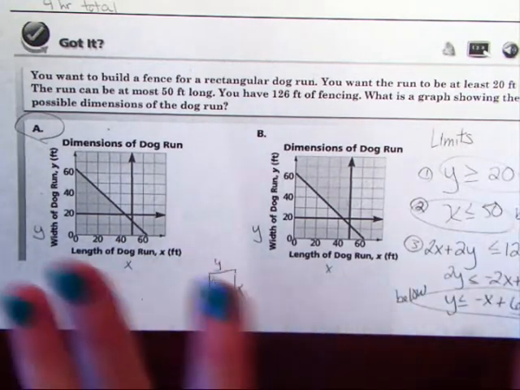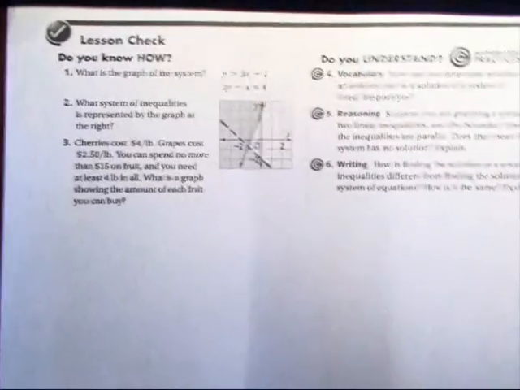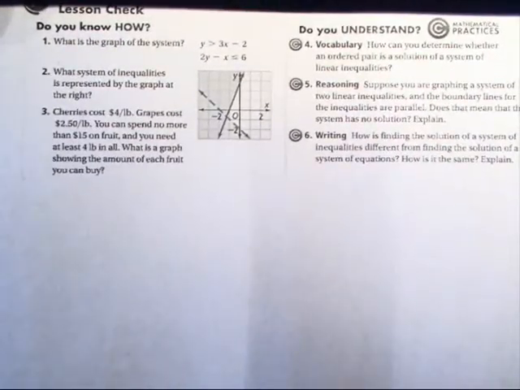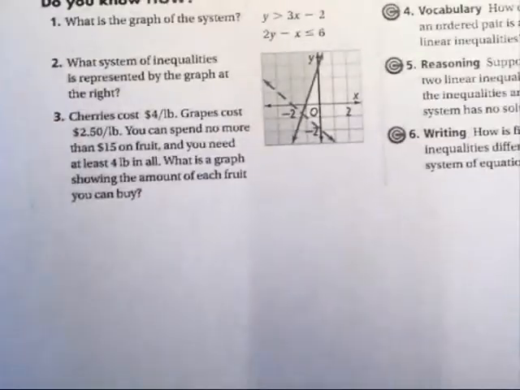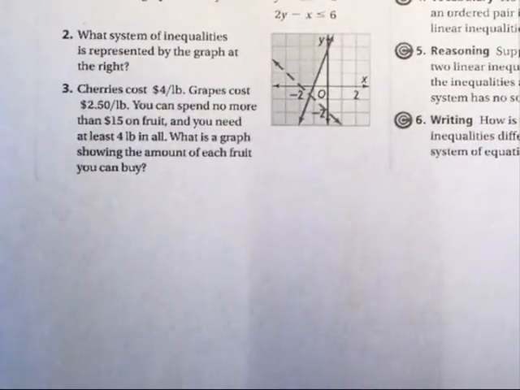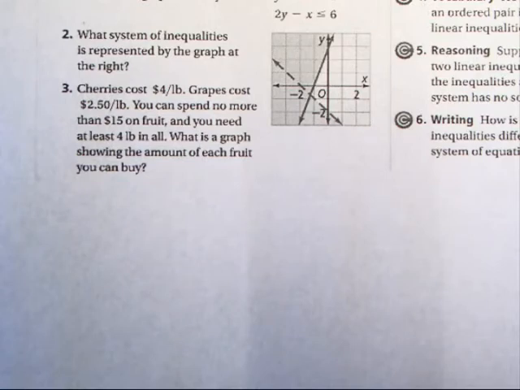I did want to go over one of them. I know you thought you were getting off the hook. You're not. Number 3 is one that I wanted to go over. Cherries are $4 a pound. Grapes cost $2.50 a pound. You spend no more than $15 on fruit, and you need at least 4 pounds of fruit. See, this is kind of a cool problem. You might need to know this. What is a graph showing the amount? We're not going to do a graph, but I do want to see if you can do the equation.